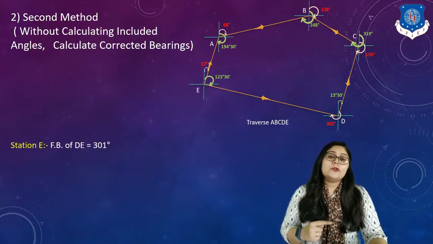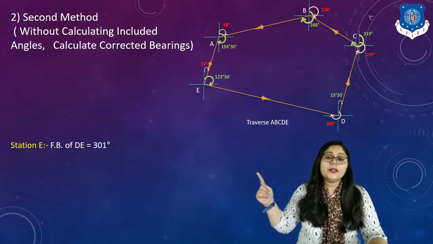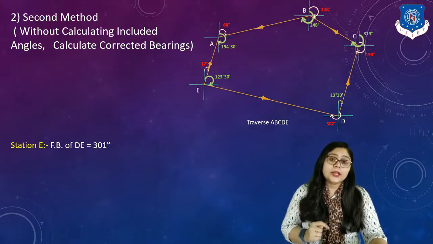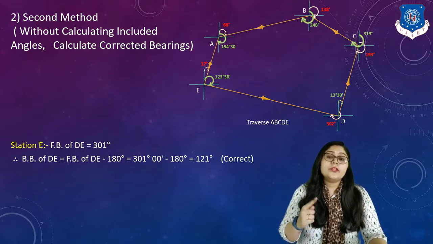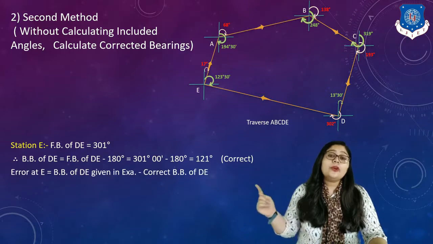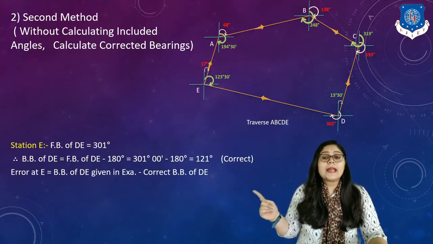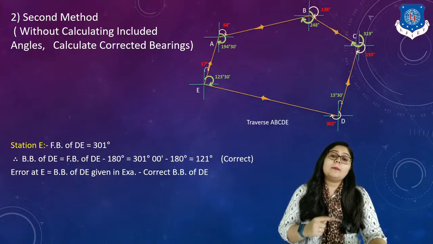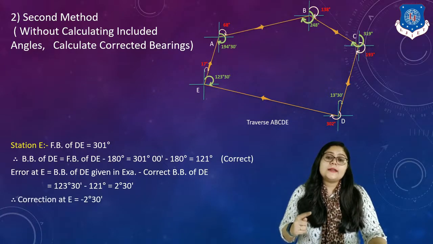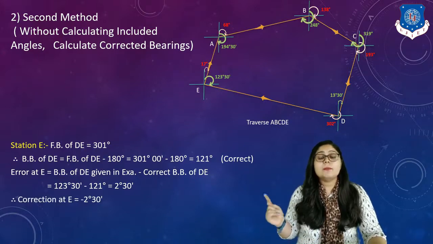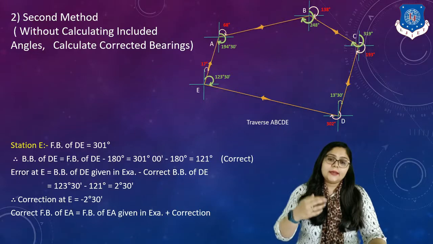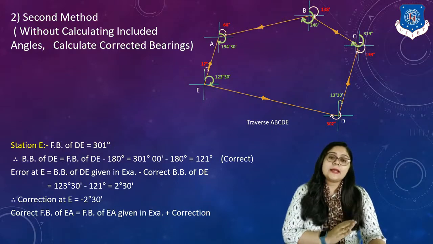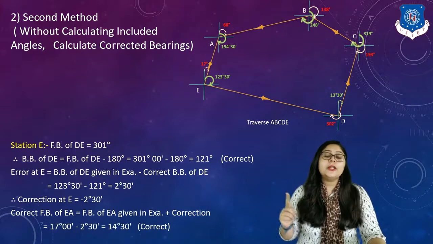Likewise, we do the procedure for station E. Here you can see the fore bearing that we get is 301 degree. Then we can get the back bearing by simply subtracting it from 180, which is 121 degree, right? Now, if we want to find the error at E, it is the back bearing of DE given in the example minus the correct back bearing of DE, right? So we get the answer as 2 degree 30 minutes. It means the correction is minus 2 degree 30 minutes. Now, once we get the correction at E, we find the corrected fore bearing of line EA. It is the fore bearing of EA given in the example plus the correction, which is 14 degree 30 minutes.